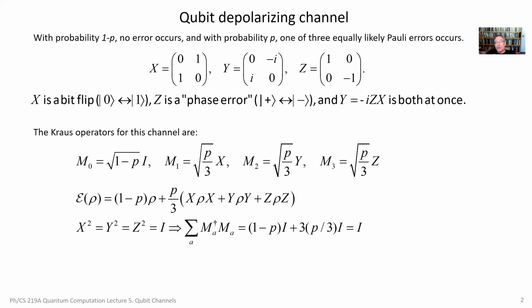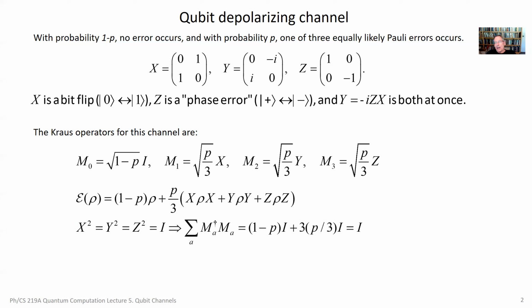Or if you like, I can imagine an alternative basis, which we talked about before: the basis states plus, the uniform superposition of 0 and 1, and minus, the orthogonal state, the superposition 0 minus 1. And because it changes the relative phase, the relative sign of 0 and 1, what a Z error does is it flips a plus to a minus and a minus to a plus. And Y, up to a phase factor, is just the product of a Z and an X. So you can think of that as the error that simultaneously applies both a bit flip and a phase error.